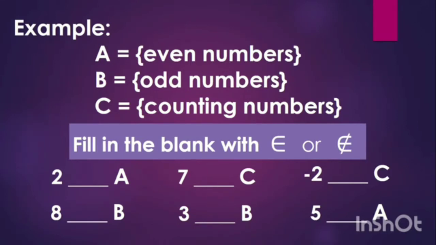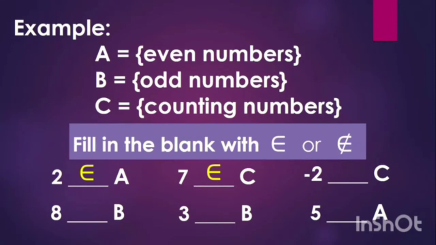Okay, so fill in the blank with element or not an element. Okay, so 2, is it an element or not an element of set A? Punta kayo sa A. Ang sabi, ang A ay even numbers. Ang 2 ba ay even numbers? Yes. So, therefore, that is an element. Next, 7. Is 7 an element or not an element of set C? Ang set C ay counting numbers. So, ang 7 ba ay considered as a counting number? Yes. So, that is an element.